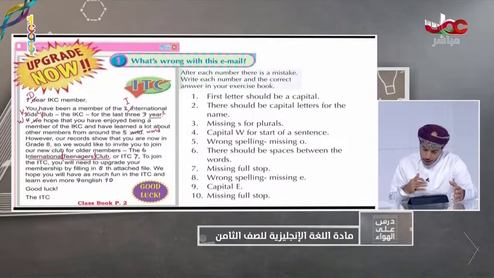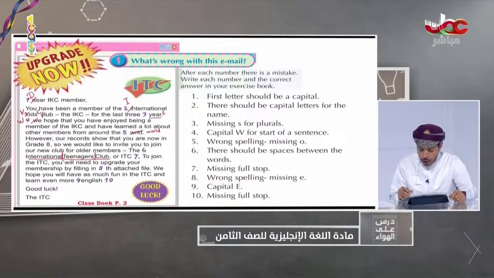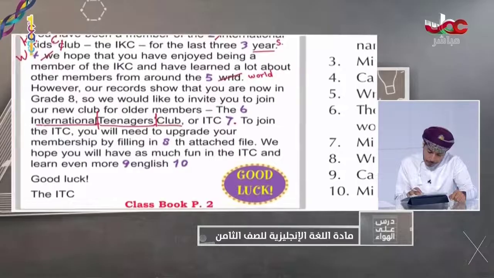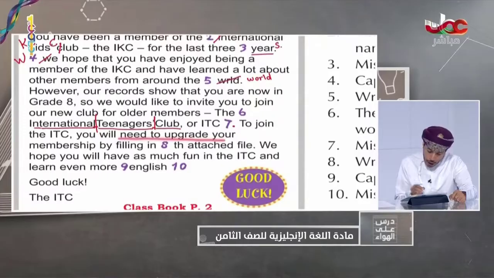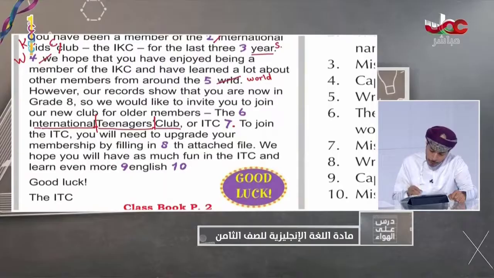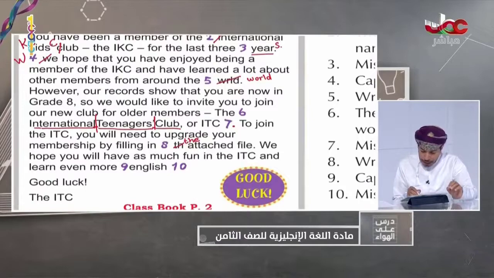Then let's move to the next mistake, which is about we have wrong spelling. And here we have the letter E missing. Look at number 8. You will need to upgrade your membership by filling in the. Okay, and how should we write this article? We should write it in this way. The. Okay, so there is E missing. By filling in the attached file.